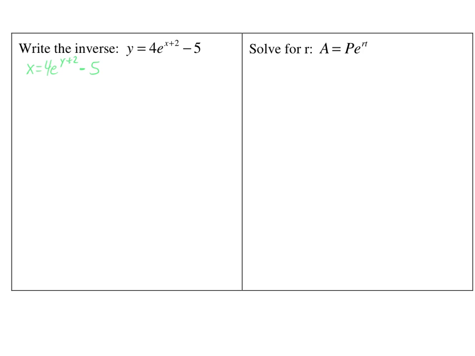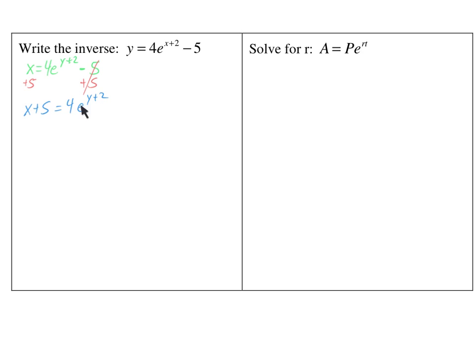Okay, so I need to get y by itself. So we're going to do the order of operations backwards, meaning we're going to do add and subtract first, then we're going to multiply and divide off, then we're going to take exponents, and so forth. So the first thing I do is add the 5 off. Get rid of that. That leaves me with x plus 5 equals 4e to the y plus 2.